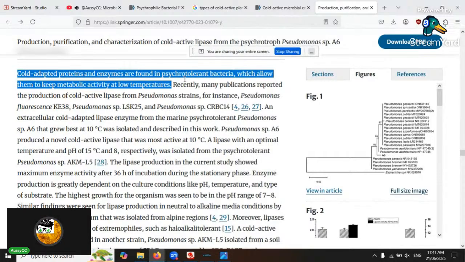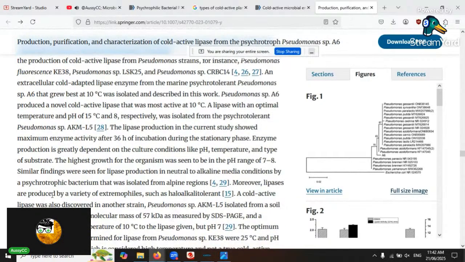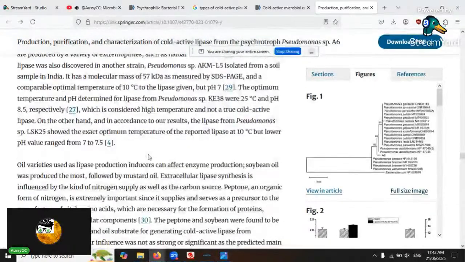Recently, many publications have been reported. Pseudomonas fluorescens, yeah, KE38. Let's see what one I use. And then they found that A6 grew. That's right. It's just about alpine. I like the snow. Similar findings were seen for lipase production in neutral to alkaline media conditions by psychrophilic bacteria that were isolated from alpine regions. So yeah, there's something to do with different micro strains up there.